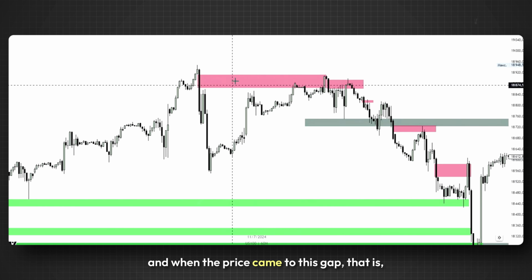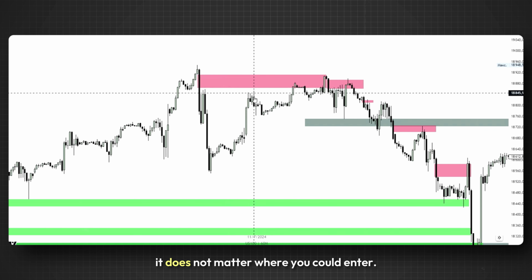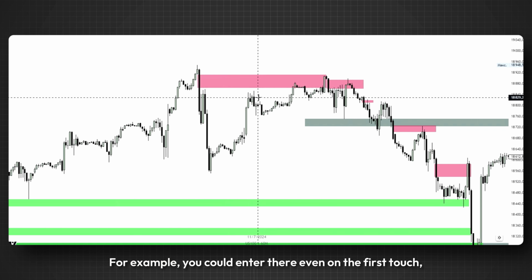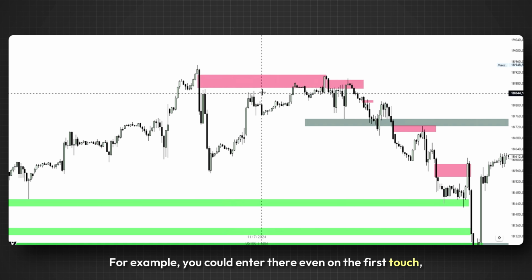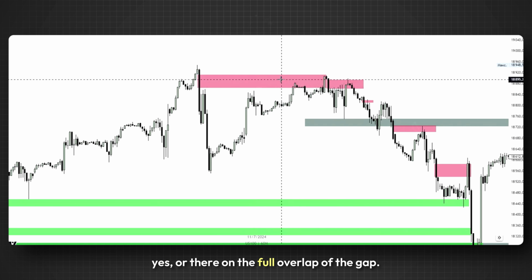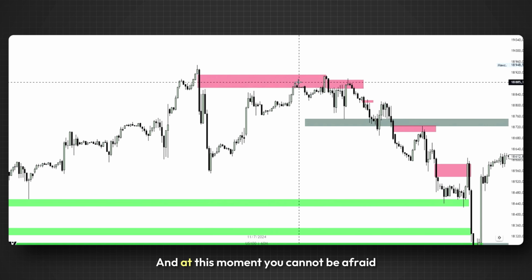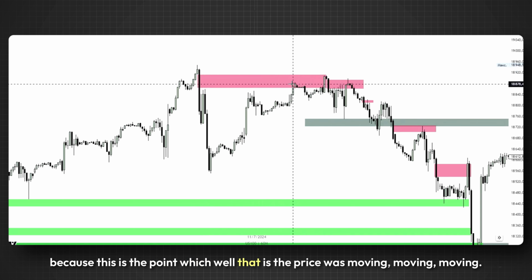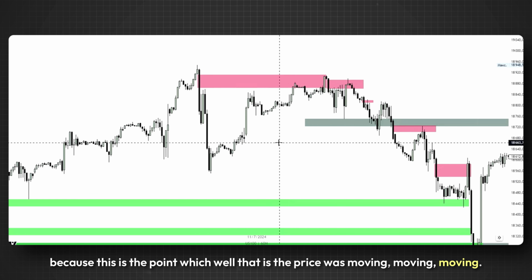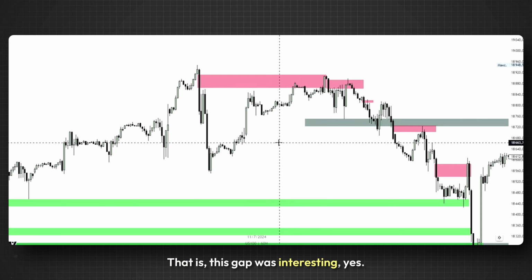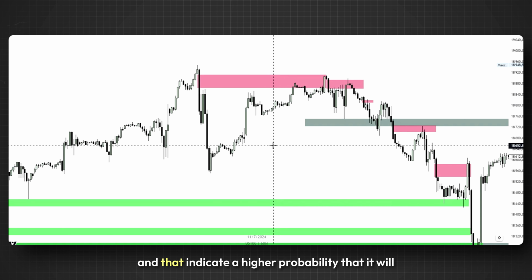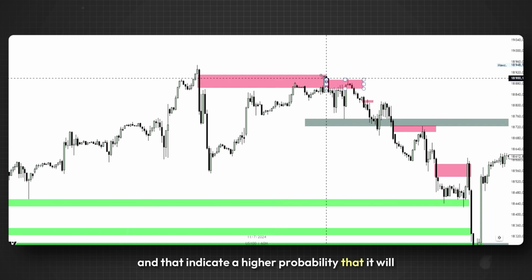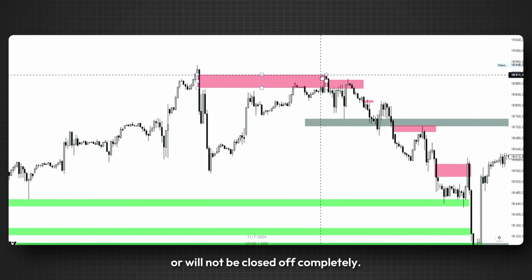When the price came to this gap, it does not matter where you could enter. For example, you could enter even on the first touch, or on the full overlap of the gap. And at this moment, you cannot be afraid, because the price was moving and this gap was interesting. It is likely to be closed. I will now explain the parameters that we need to look at and that indicate a higher probability that it will or will not be closed off completely.